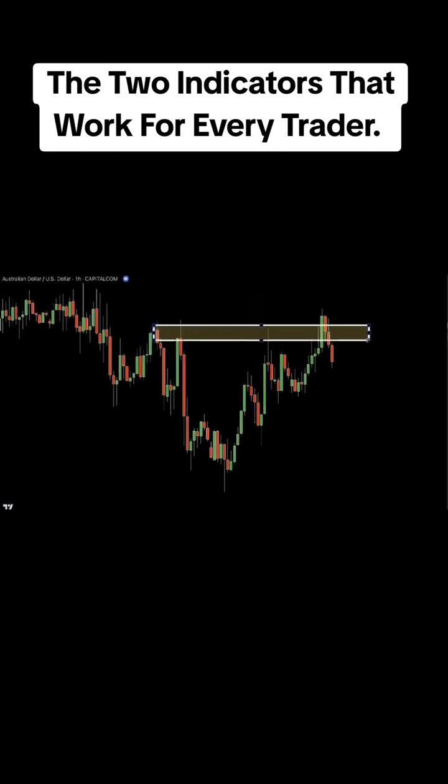Switching to the 1-hour time frame, we can see the bigger picture. The market had been climbing, but it recently hit a supply zone, an area where sellers were previously active and got rejected hard.